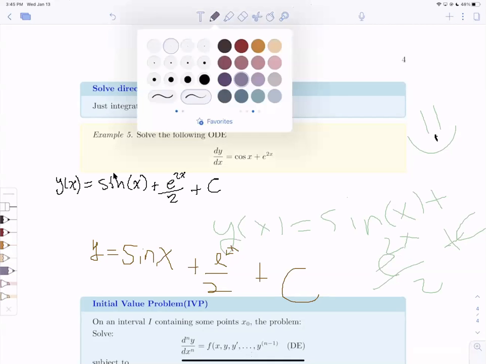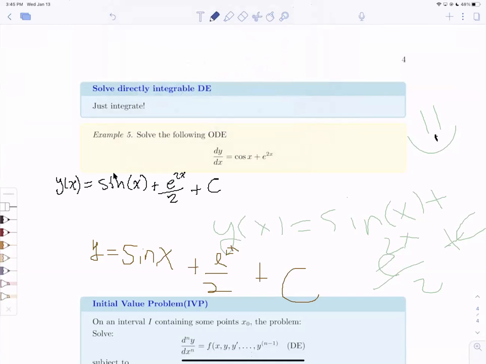Let's use a different color since you guys like blue. Let's pick a blue. Anyone else forget the C sometimes? I do. I sometimes forget about the C. You're not alone. So what I'm gonna do is take the integral on both sides. By the way, you need to show your work, guys. You need to show your work in order to get full marks, okay?